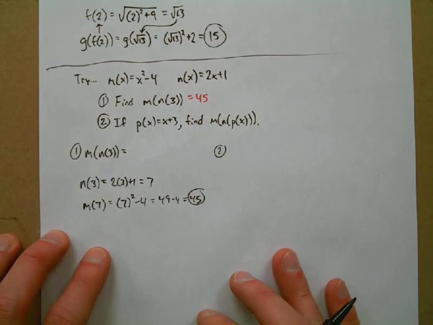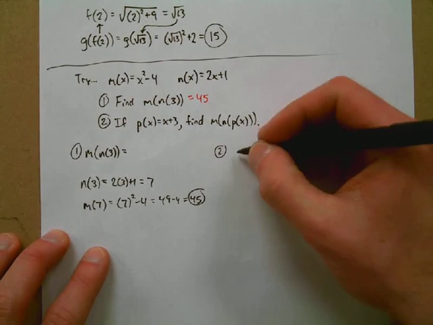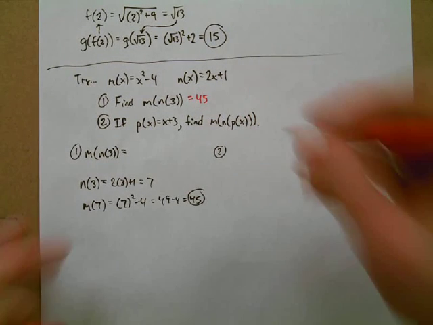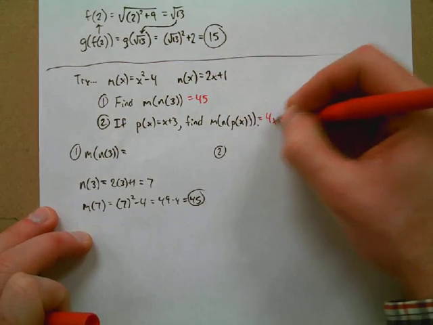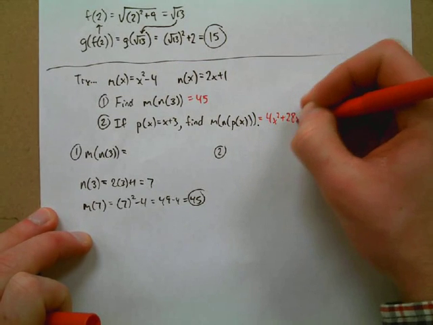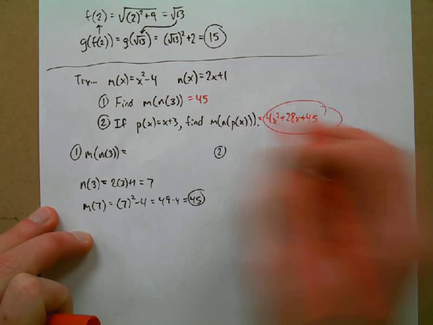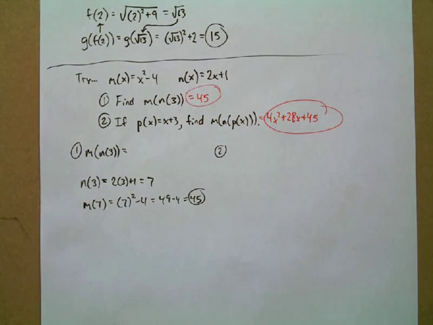Would anyone like to see that one done? A few people? Okay, very good. All right, Morgan, can you help us out here then? We'll substitute in the p of x, which is x plus 3. So it's n of x plus 3. And then we're going to plug that x plus 3 in for x in n.